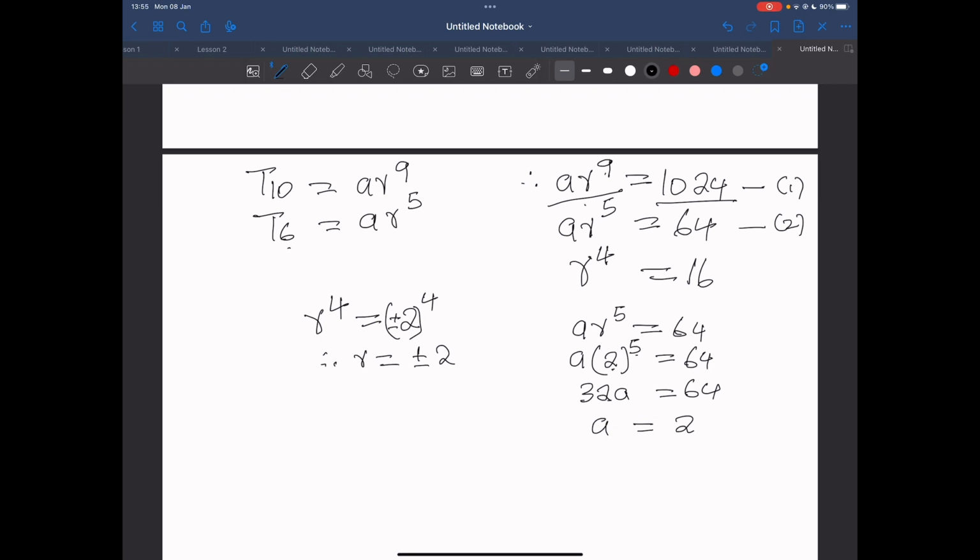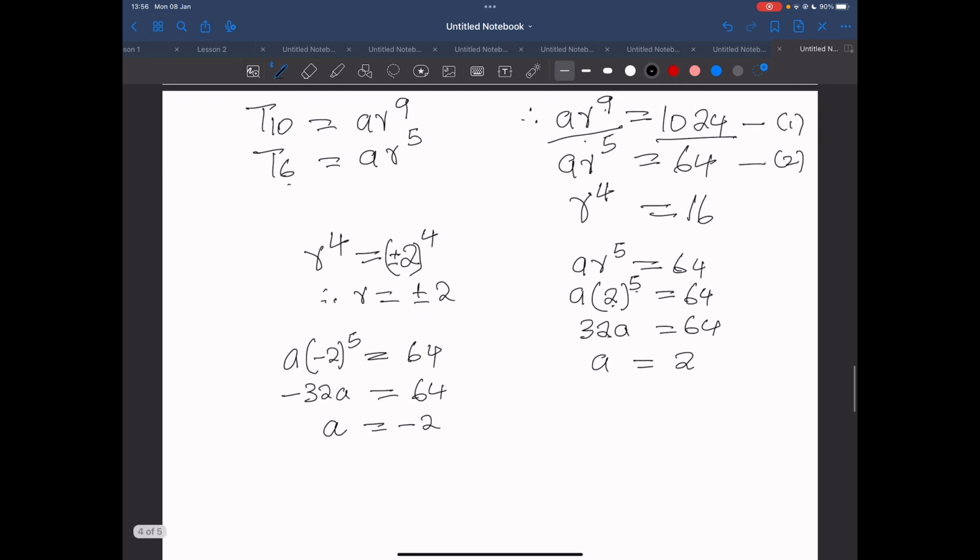Now let's check if r is negative 2. So we will have a into negative 2 to the power 5, which is 64. And then negative 2 to the power 5 is negative 32. So we have negative 32a is 64. So we divide by negative 32, we get a to be negative 2. So in other words, if a is positive 2, r is also positive 2. But if r is negative 2, a is also negative 2. So we can use that to get any term.